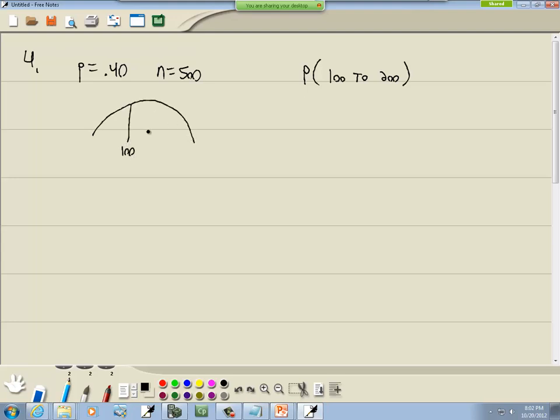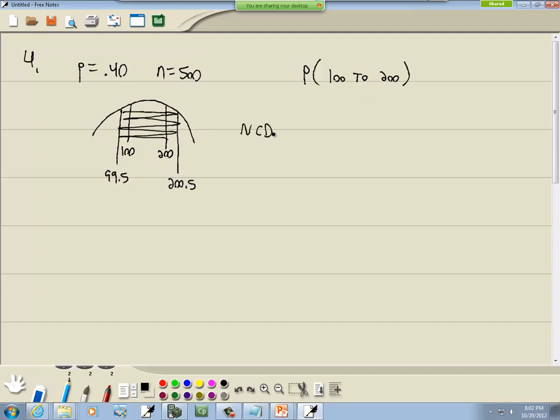Okay, so here's 100, and here's 200. 100 to 200 you shade in between. It includes 100 to 200, so I'm going to subtract 0.5 here. So I got 99.5, and I'll add 0.5, so I got 200.5. And we're shading in between. Again, if our wording includes 100 and 200, then our shading has to include 100 and 200.